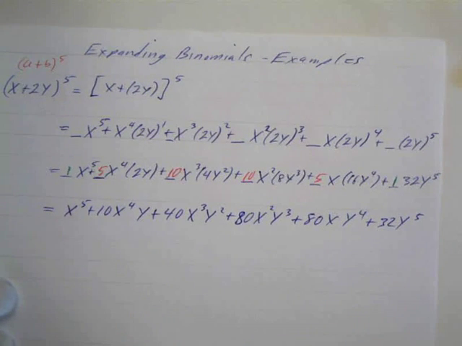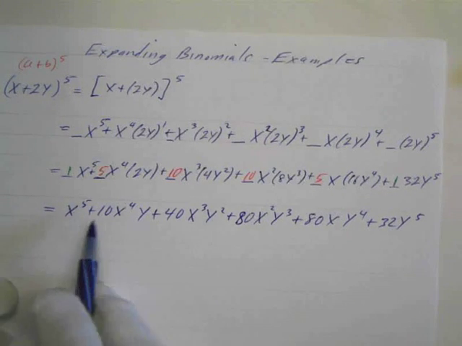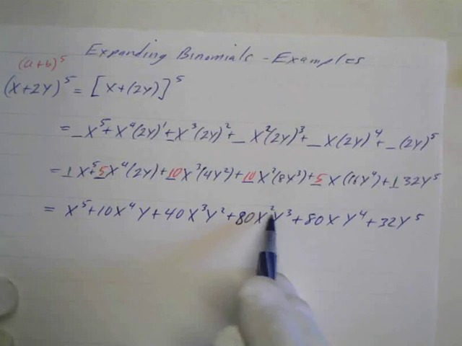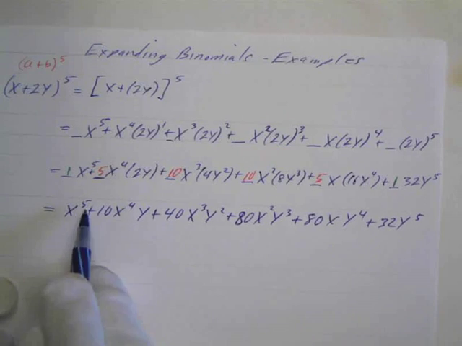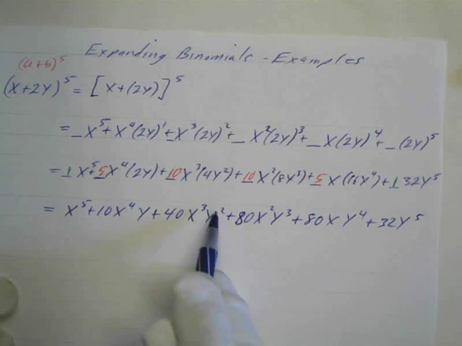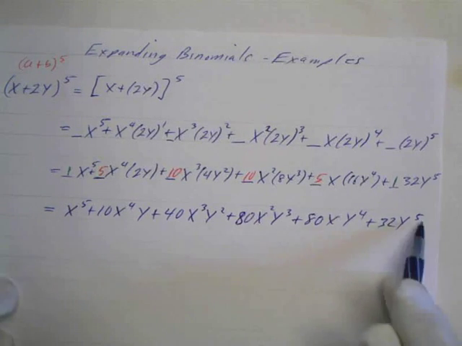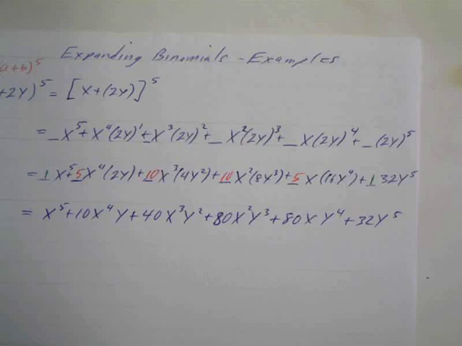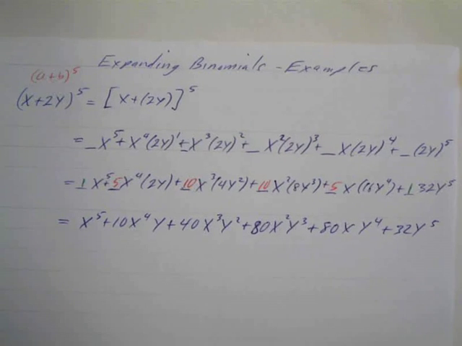So there you go. Our numbers have changed dramatically because of this 2 being raised to the powers. And you can see that if you check your variables, you got 5, 4, 3, 2, 1, no x's, and then no y's, and 1 y, 2 y's, 3 y's, 4 y's, 5 y's. Always check it like that, and then your numbers should be okay also. But double check these things because there's lots of ways to make a mistake on this guy. This is pretty tricky.